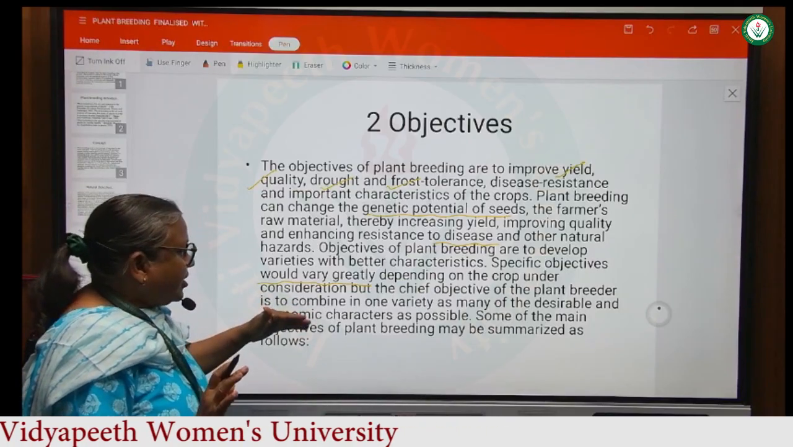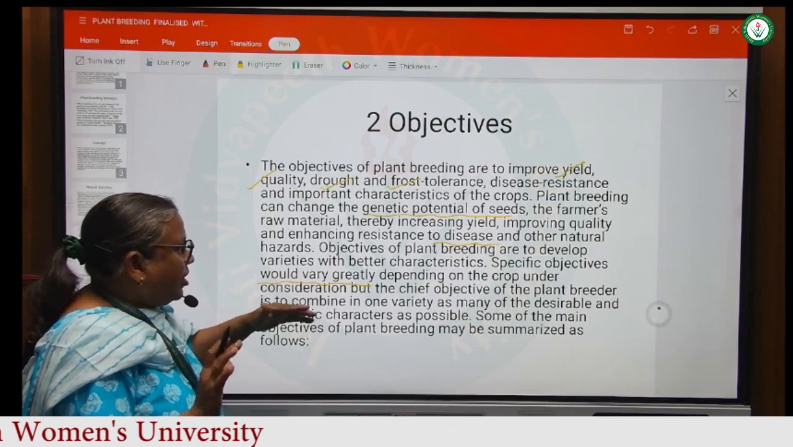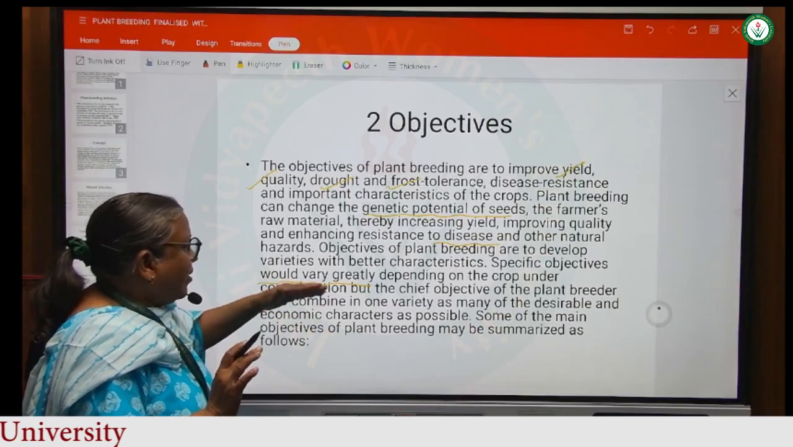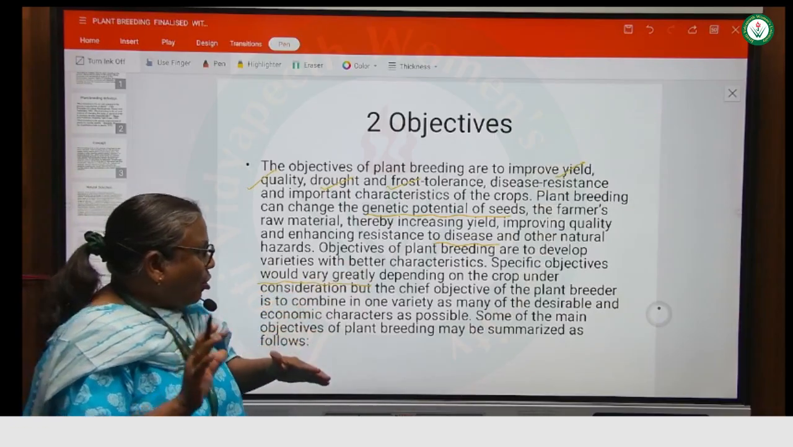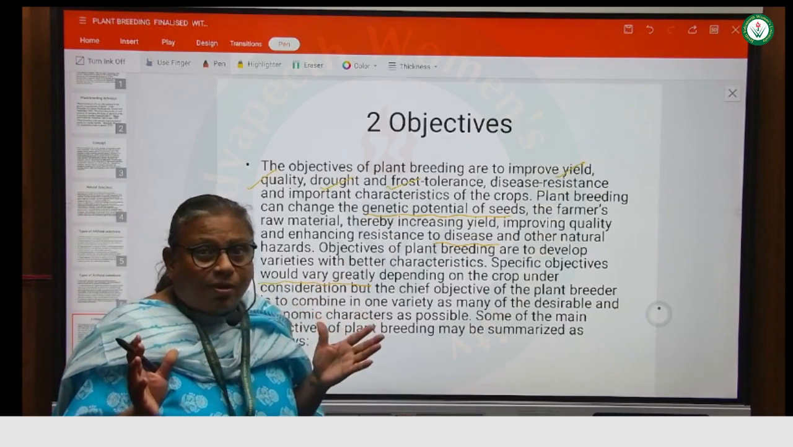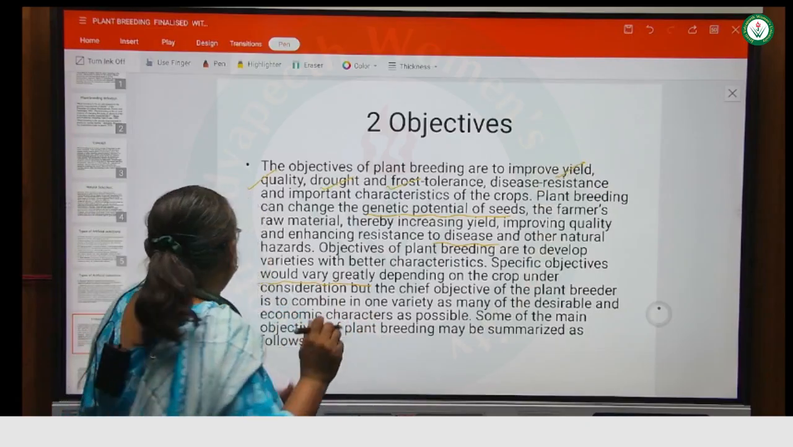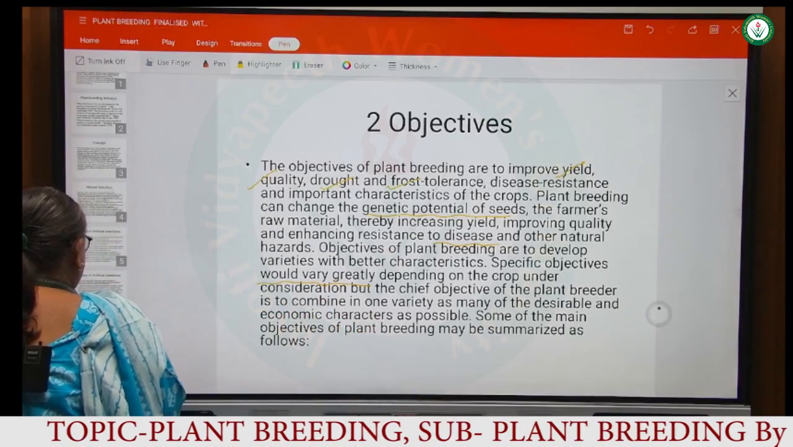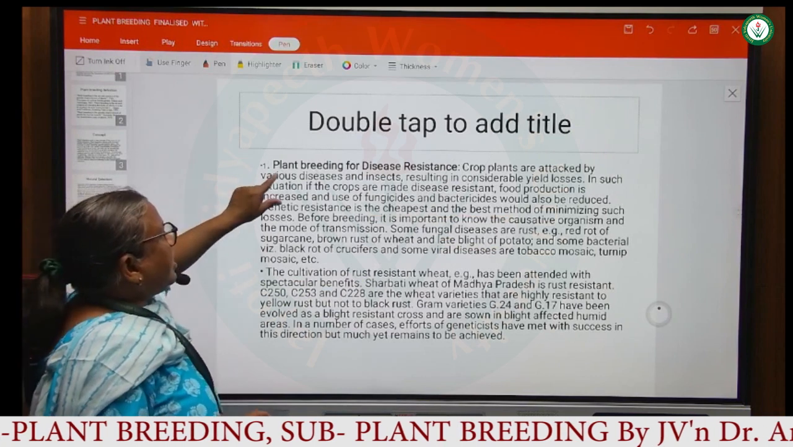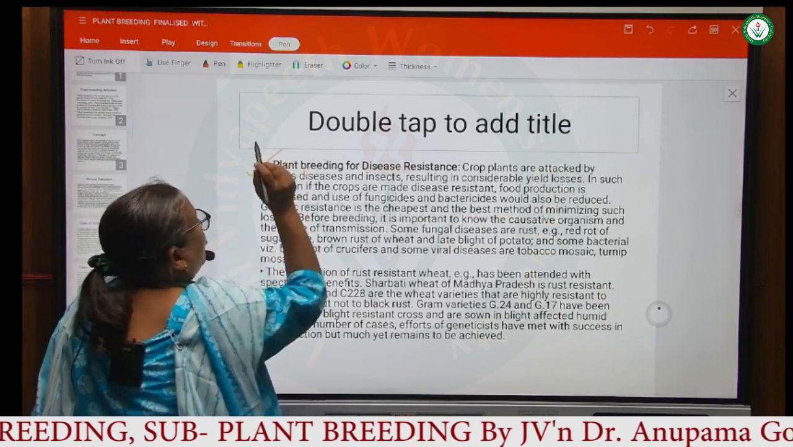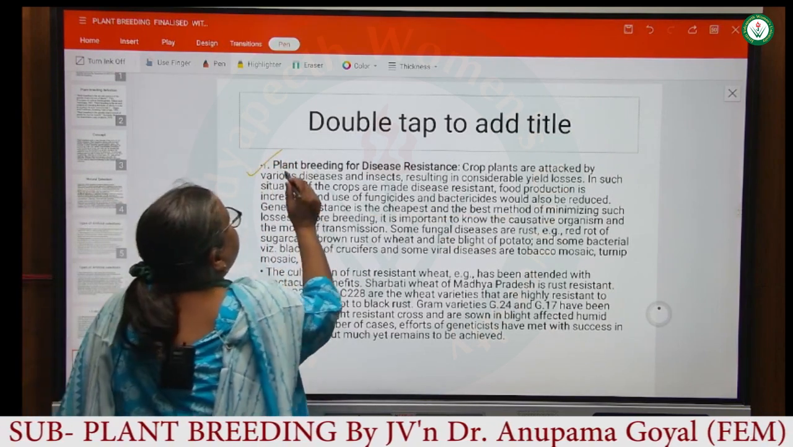Specific objectives of plant breeding vary greatly depending on the crop. So some of the objectives of plant breeding are as follows. First objective is plant breeding for disease resistance.